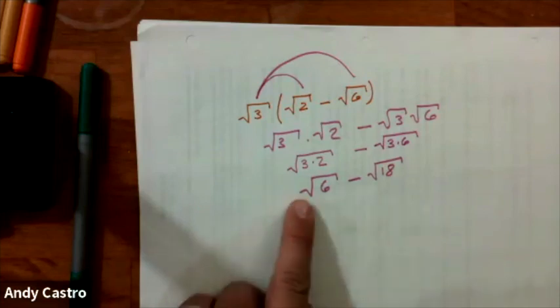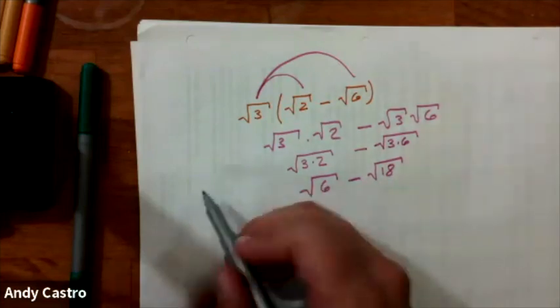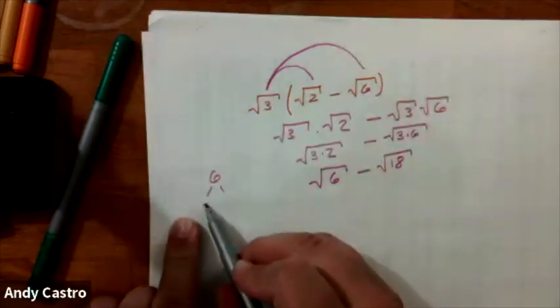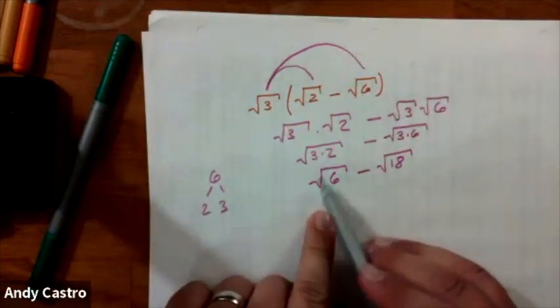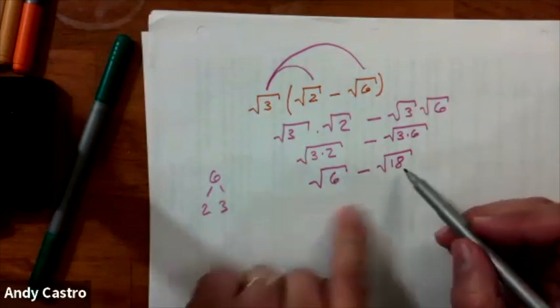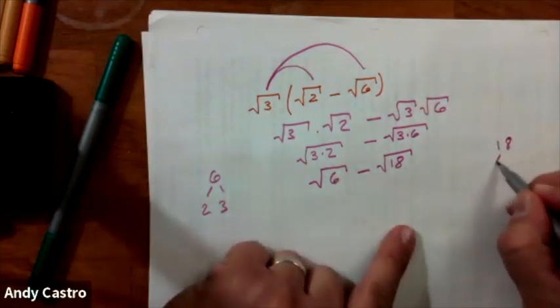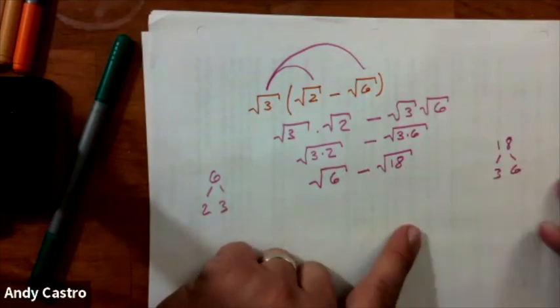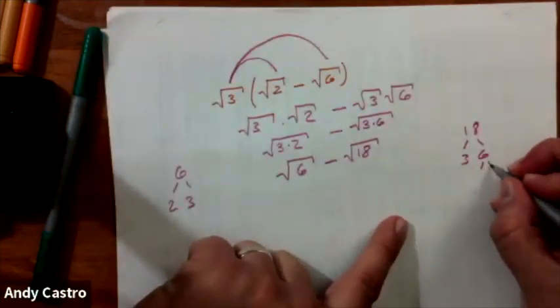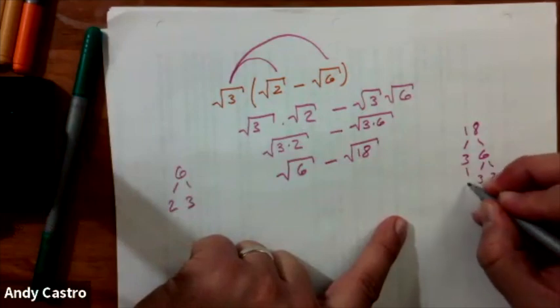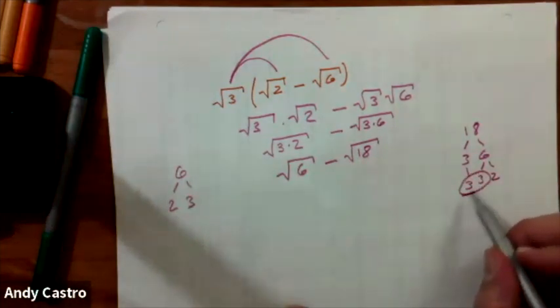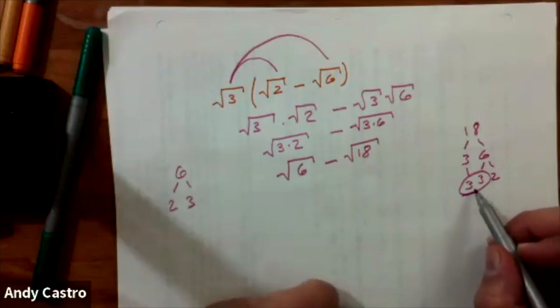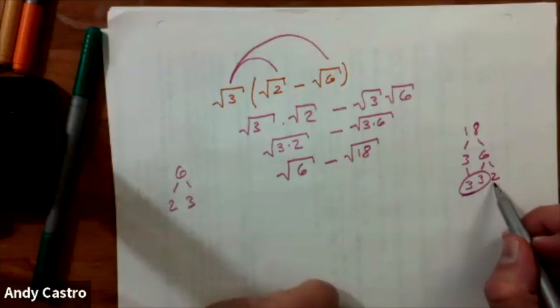All right, so here, my 6, if I break that down any further, that's just 2 and 3. Neither one of those are a perfect square. I can kind of leave that alone. This 18, right, that was my 3 and 6. But my 6 can also be divided into 3 and 2. So look here, I have a perfect square, 3 times 3, which is 9. 9 times 2 is 18.